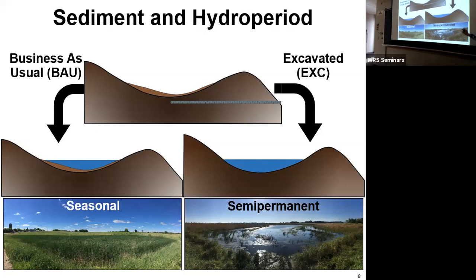However, we've had a lot more drainage on the landscape, right? Tile drainage. And sediment could also be influencing this, right? So you could have a basin that's really low in the watershed, really close to a stream, a river, but it's just filled in with so much sediment that it would tend to be seasonal in nature if you weren't excavating.